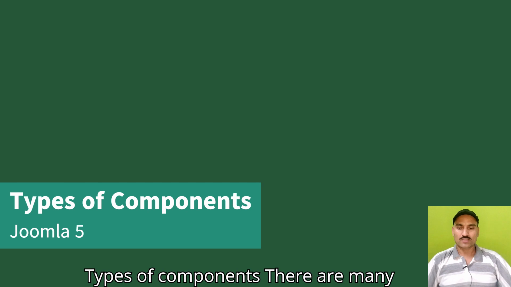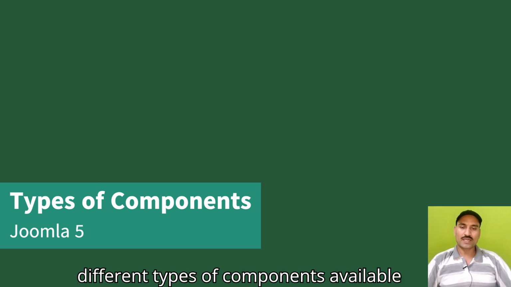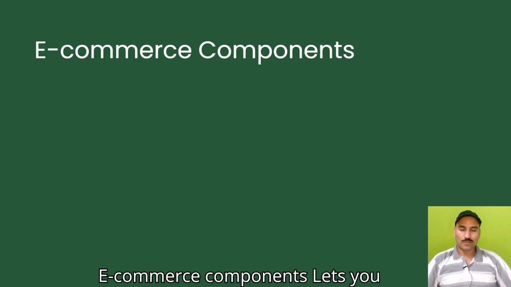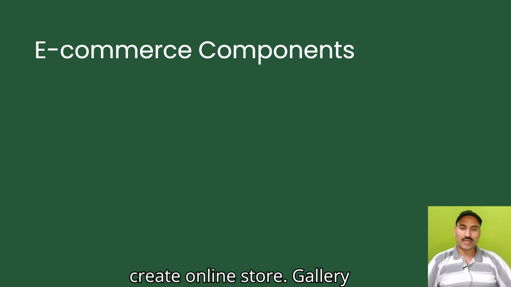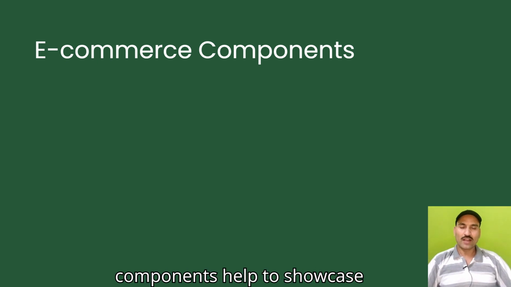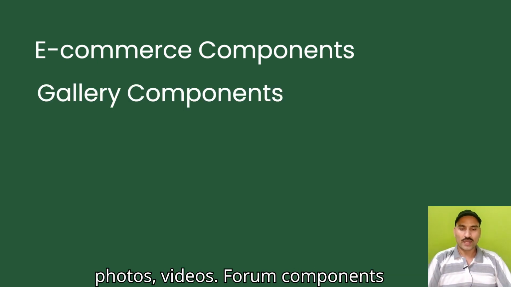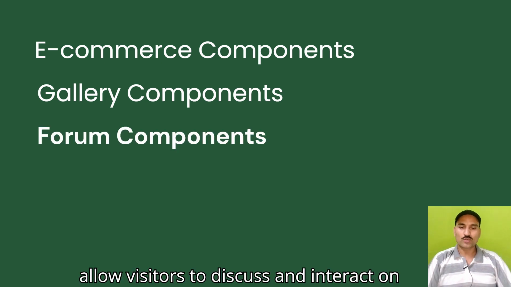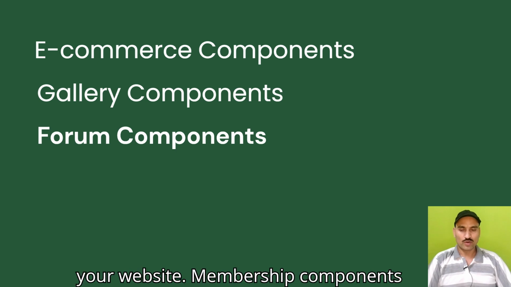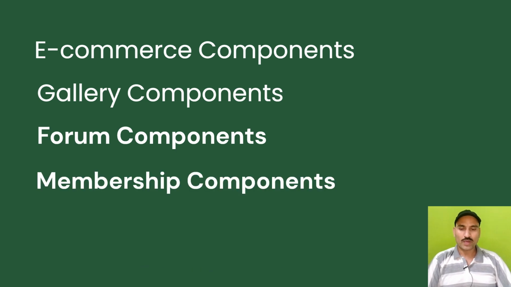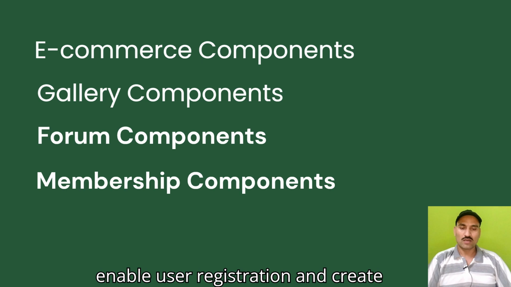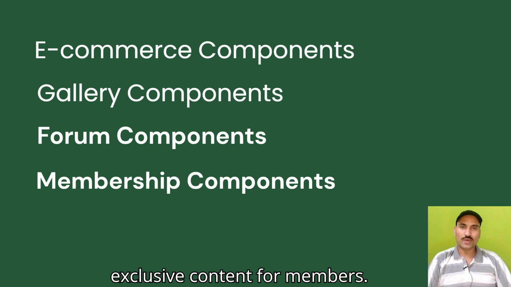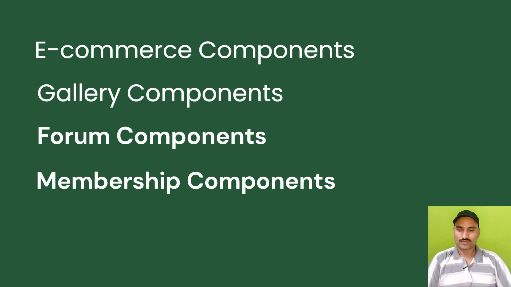Types of components. There are many different types of components available for Joomla. Here are a few examples. E-commerce components let you create an online store. Gallery components help to showcase photos and videos. Forum components allow visitors to discuss and interact on your website. Membership components enable user registration and create exclusive content for members.